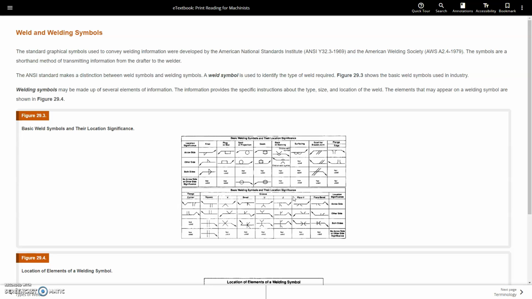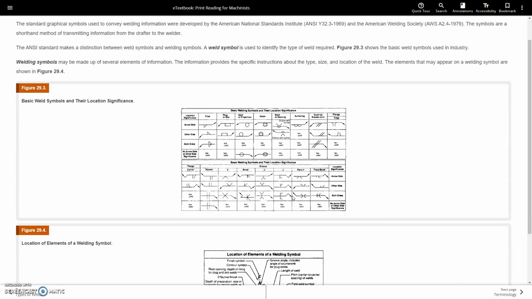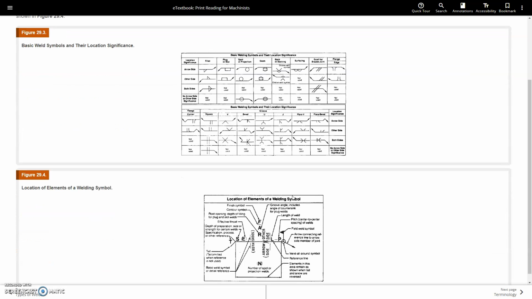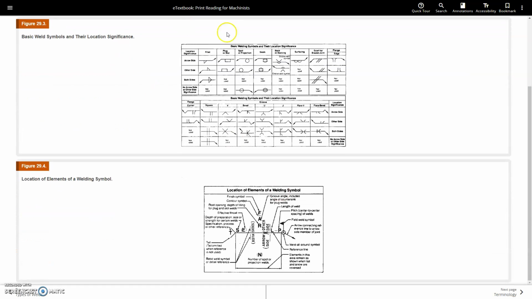Welding symbols may be made up of several elements of information. The information provides specific instructions about type, size, and location of weld. The elements that may appear on the welding symbols are shown in Figure 29.4. So here are some examples of that. Here are your weld symbols, different corners, bevels, and stuff. And then the location of elements of a welding symbol. So here's all of those.